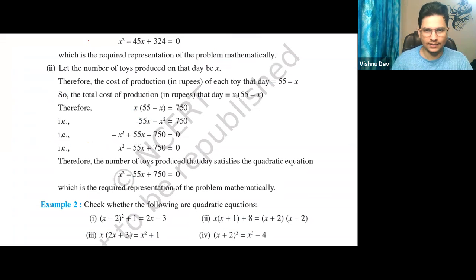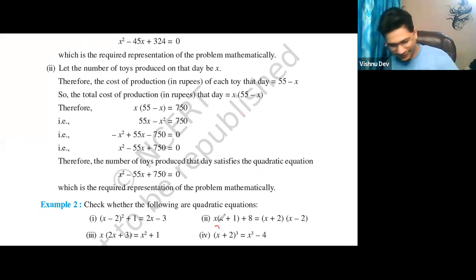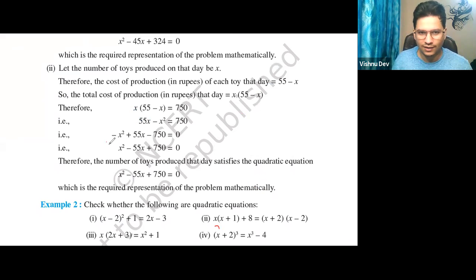So see here. What is x into x? x square. I don't know why this writing pad is not working properly, there's some issue with the writing pad.